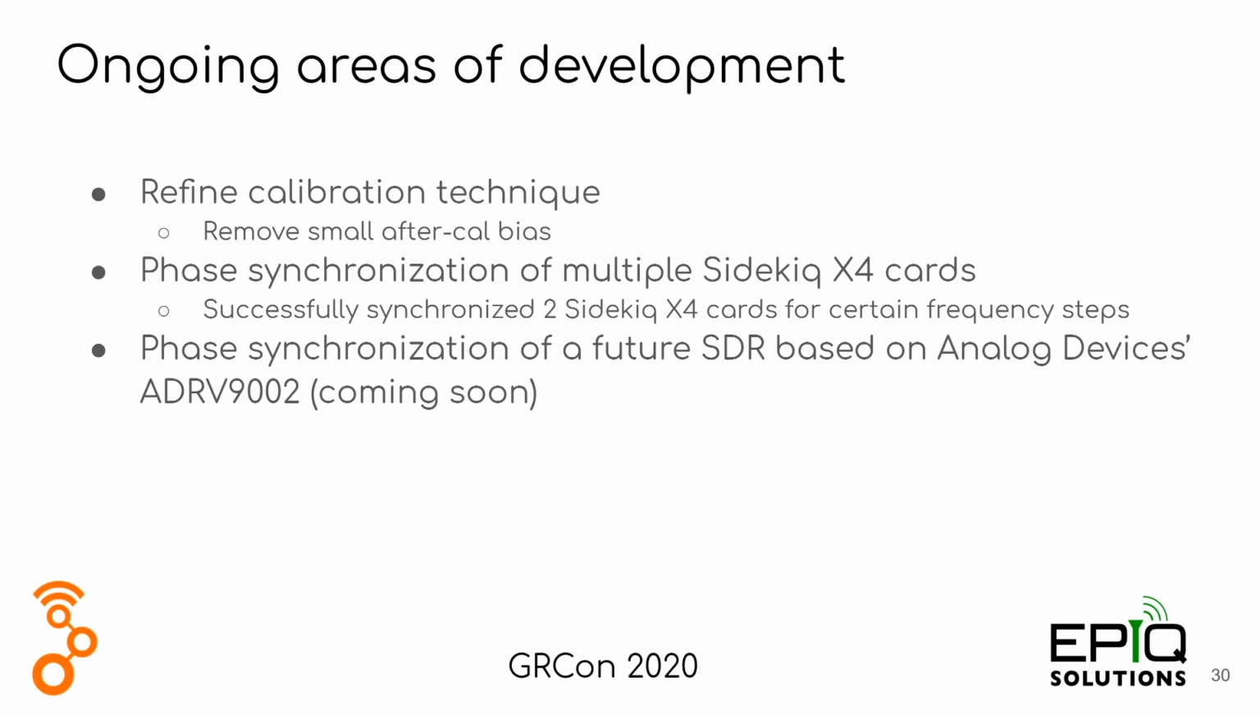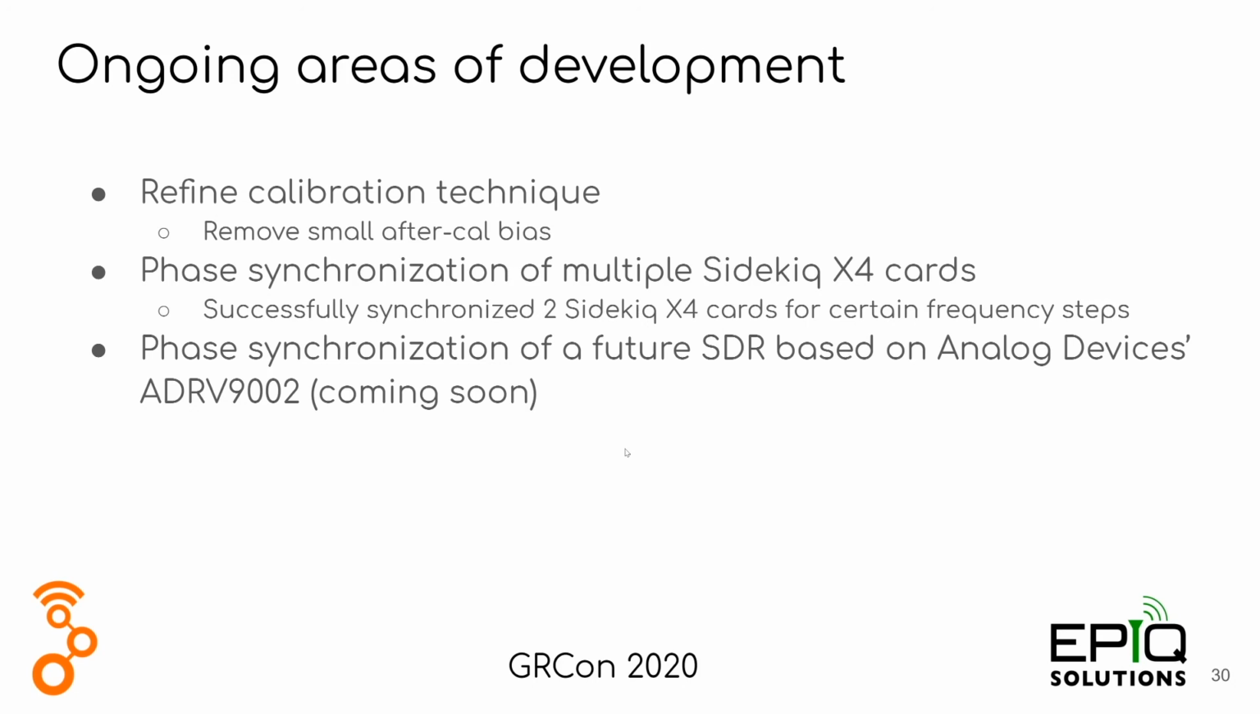Some of the things we're still working on in this area, like I said, are looking at reasons why there's a slight after-cal bias, and removing that. One of the other things that we've done that is really interesting is we've taken multiple Sidekiq X4s and synchronized them together. So now you have 8 channels of phase coherent X4s at a subset of frequencies. This is still a work in progress. Some of the challenges are due to the fact that we have 2 different FPGAs, so they're not being driven from the same FPGA. But we've still been able to show phase coherence at integer n steps of the reference.